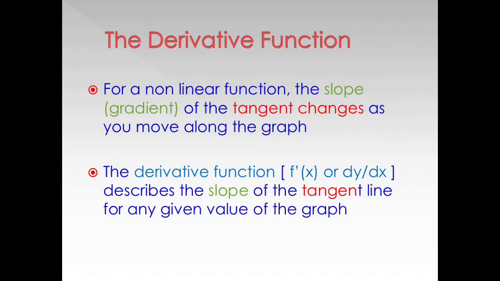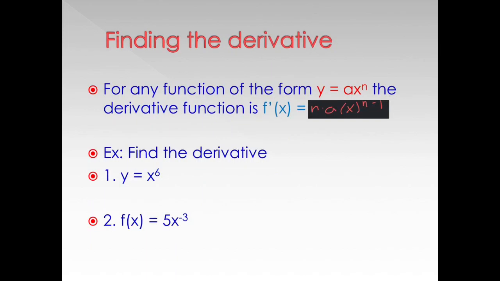The derivative function, which is notationally either f prime of x or dy dx, is going to describe the slope. So it's going to give us the slope of the tangent line, like what we did yesterday in class when we found the instantaneous rate of change. The difference today is, instead of looking at the graph, we're going to be taking the derivative to algebraically find the slope of the tangent line. To find the derivative, we're going to use what we call the power rule.